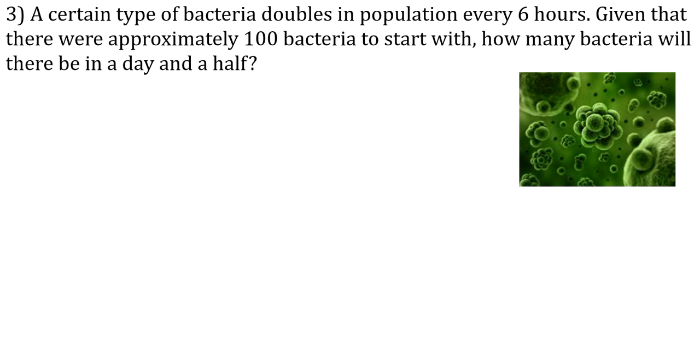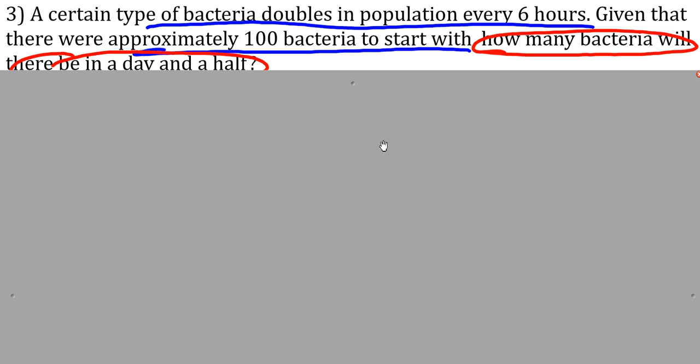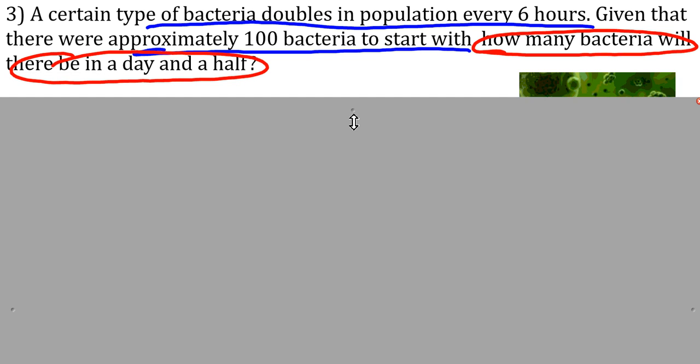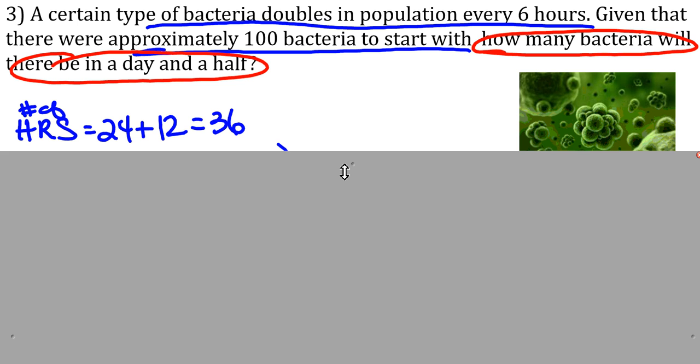We also know that we started with 100 bacteria, and we're going to be measuring this for a day and a half. Well, again, we're measuring in hours. So how many hours are in a day and a half? One day is 24. Half of that would be 12. 24 and 12 is 36. We know we're talking about 36 hours.